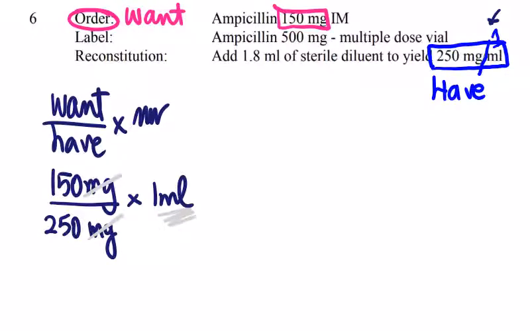So if we divide 150 by 250 and multiply by 1, we get 0.6 mils. So this is what the patient needs. So this is the volume to be administered.